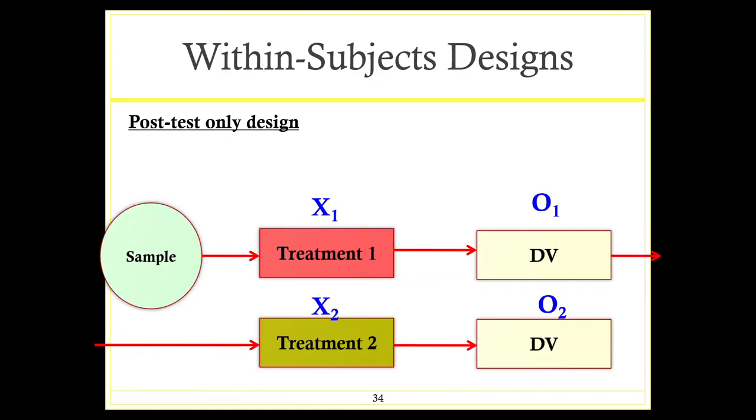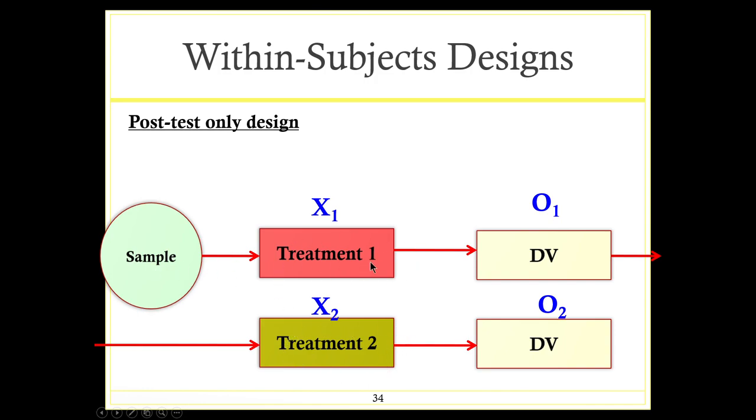So here is a very basic design diagram for the post-test only design for within subject designs. This seems very rudimentary, and actually I don't recommend doing this, but it gives you a flavor of what a post-test only within subject design would be. Here you can see we have a sample of participants, and all of them, remember, it's within subject design, will receive both treatment 1 and treatment 2. It could be a control condition here.